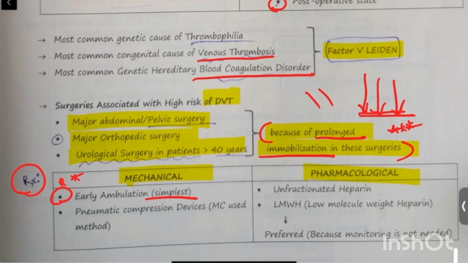Other than that, we can use pneumatic compression devices. These are most commonly used, so this will act like a mechanical pump device. Okay, if you raise a BP cuff, the pressure increases, right? Similarly, these devices are designed in such a way that they will raise pressure for a certain time and then relieve pressure for a certain time. So this won't allow the blood to get pooled in one place, and hence it will act like early ambulation.